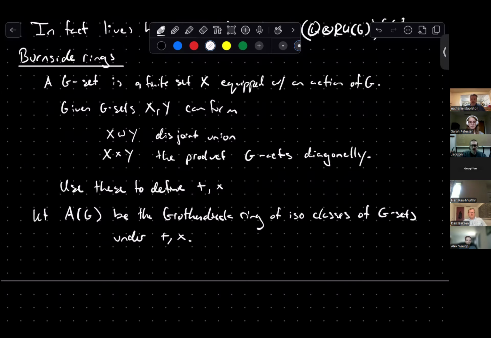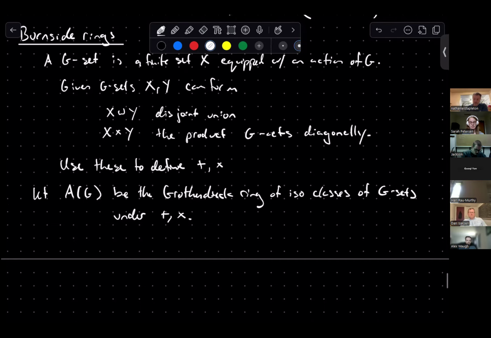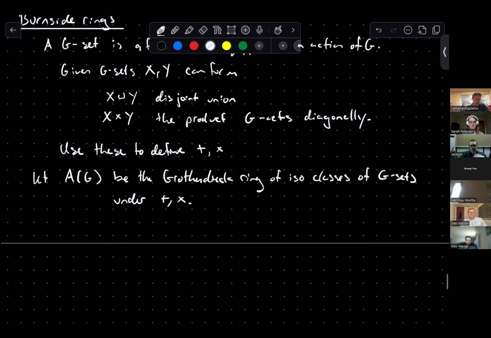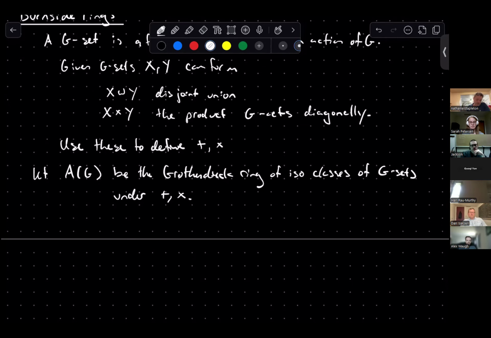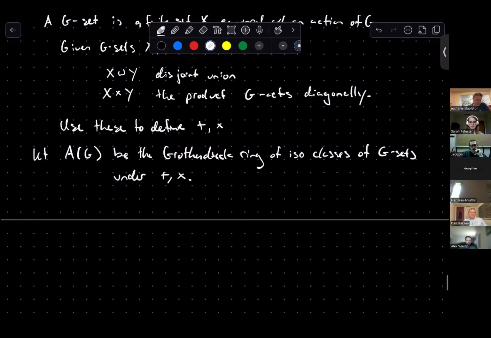And this thing arises from the equivariant sphere spectrum. So this is pi naught of the G-equivariant sphere spectrum. So that's the connection to equivariant homotopy theory here. From that perspective, this is a reasonably fundamental object. And I'm going to explain more ways in which it's fundamental as we go on.